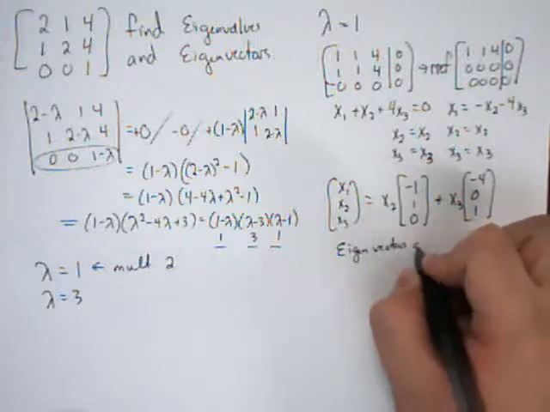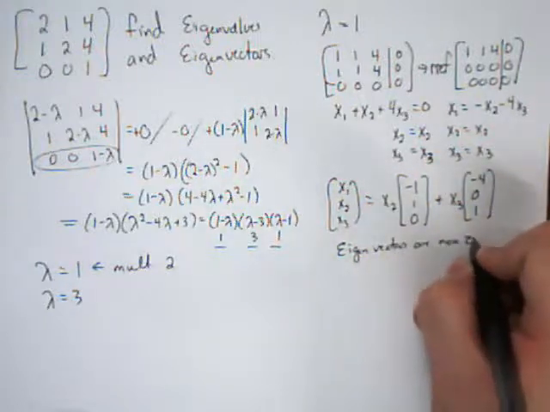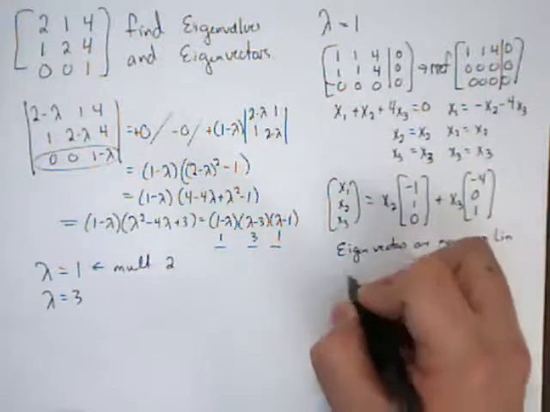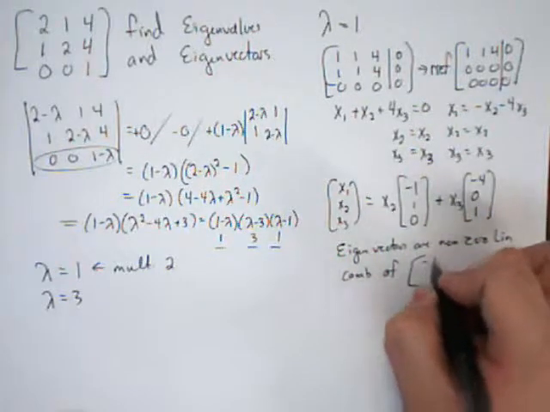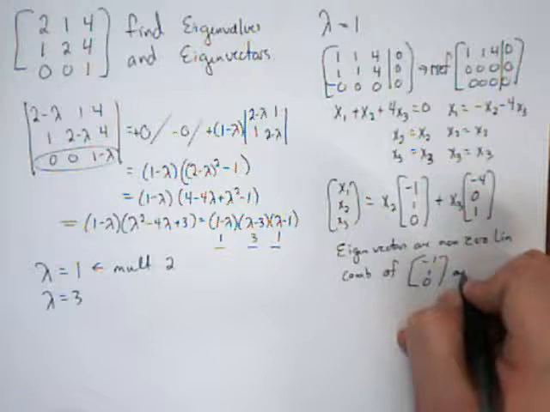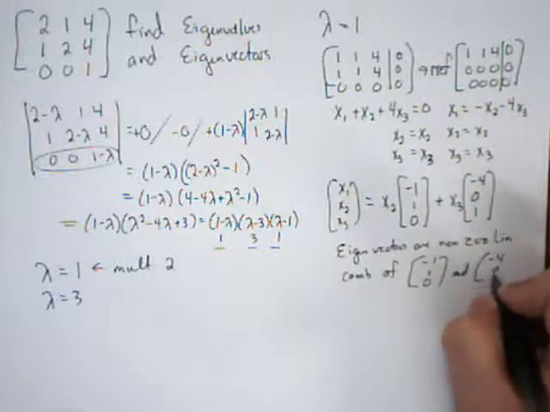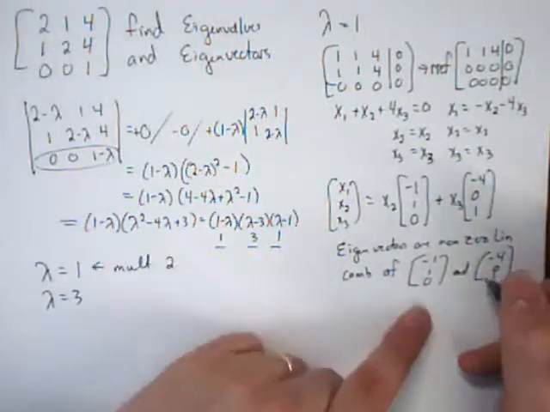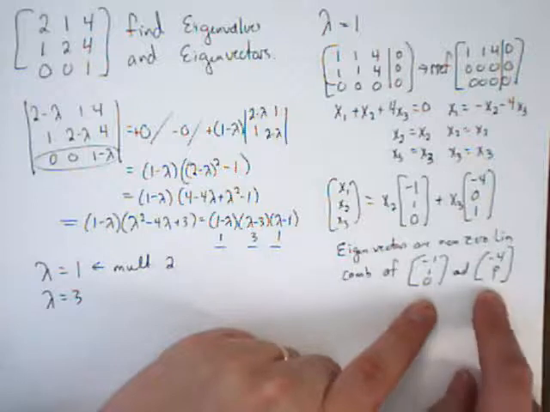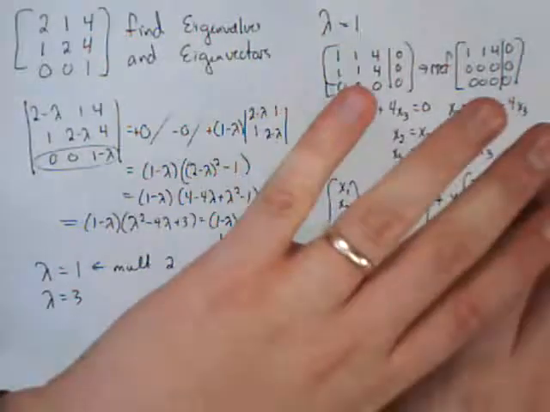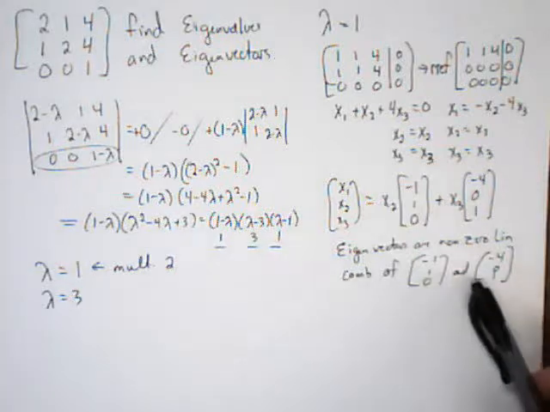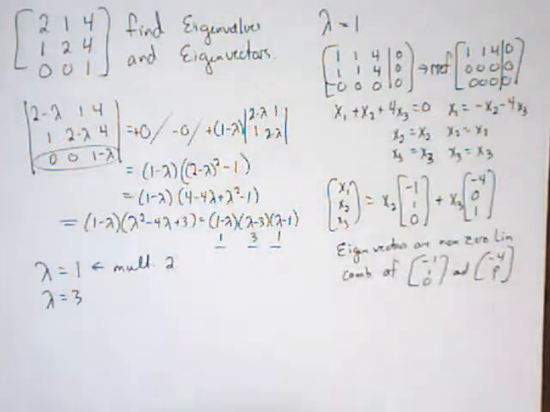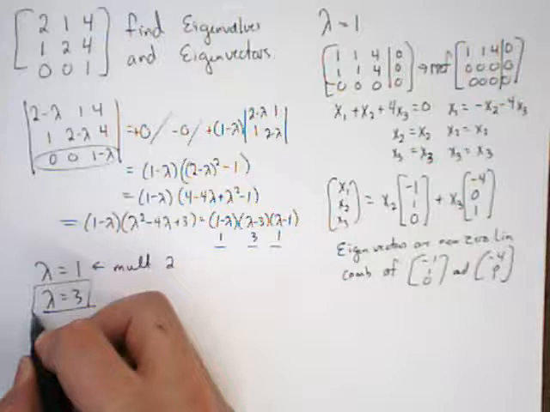Which means that the eigenvectors are non-zero linear combinations of the two vectors negative 1, 1, 0 and negative 4, 0, 1. There's infinitely many of them, and these two vectors, which are linearly independent, span an entire plane. So there's an entire plane full of eigenvectors in this case. Now we need to look at the last example, when lambda is 3.